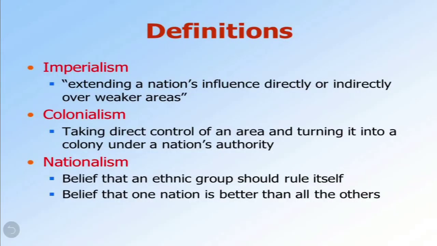Now, these are a few definitions, the important terms which we have used and which we will be using further. The meaning of imperialism: it means extending a nation's influence directly or indirectly over weaker areas. Colonialism: taking direct control of an area and turning it into a colony under a nation's authority. Then children, nationalism. I hope all of you know the meaning of this term. It means the belief that an ethnic group should rule itself, and the belief that one nation is better than all the others.